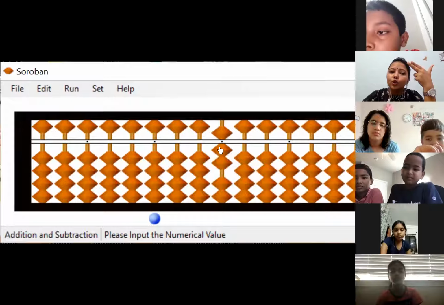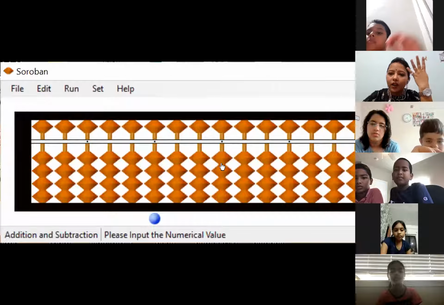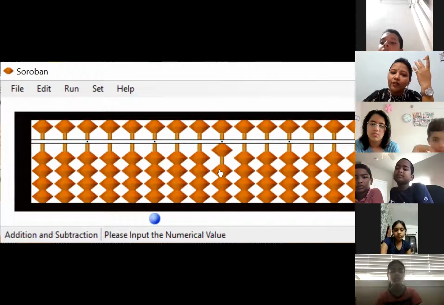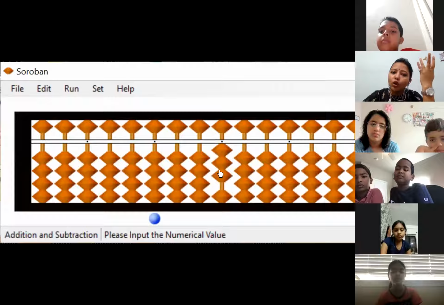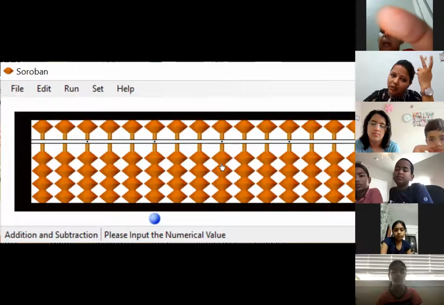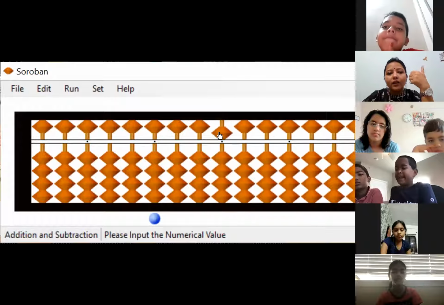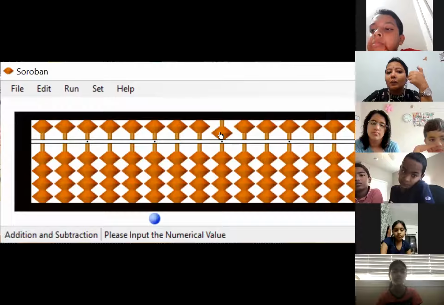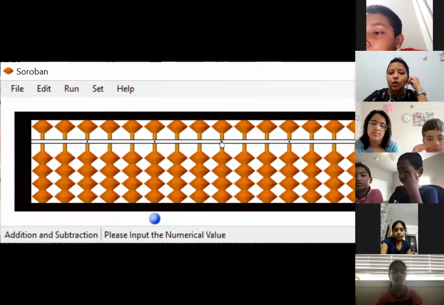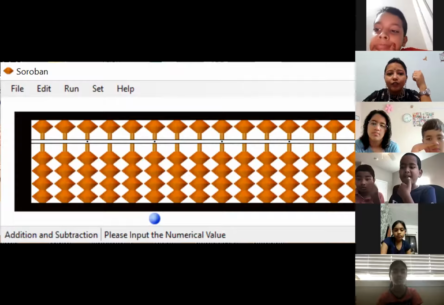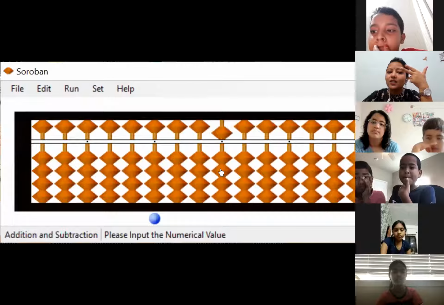So see, 2 beads from the lower side, 1 bead from the upper side. Because we have 4 fingers, the tool also has 4 lower beads. These 4 lower beads are like our 4 fingers, and the upper bead is like our thumb. So if you have to make 7, it is 5, 6, 7.